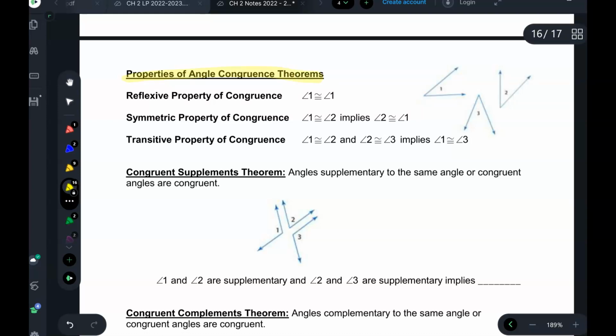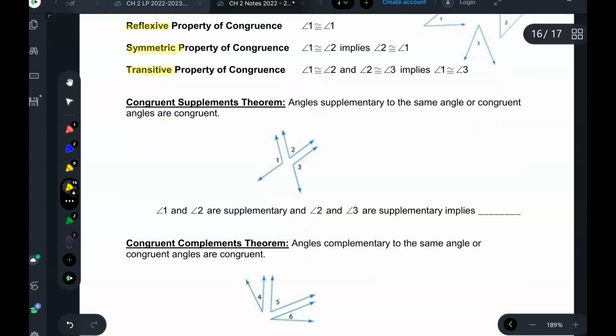Okay. Properties of angle congruence, just real quickly, these are the same. We've done them: reflexive, symmetric, transitive. Just get used to them. It's the same thing as the ones for segments, just with angles. You're going to use them exactly the same as you would for the segments. You use this one for angles.